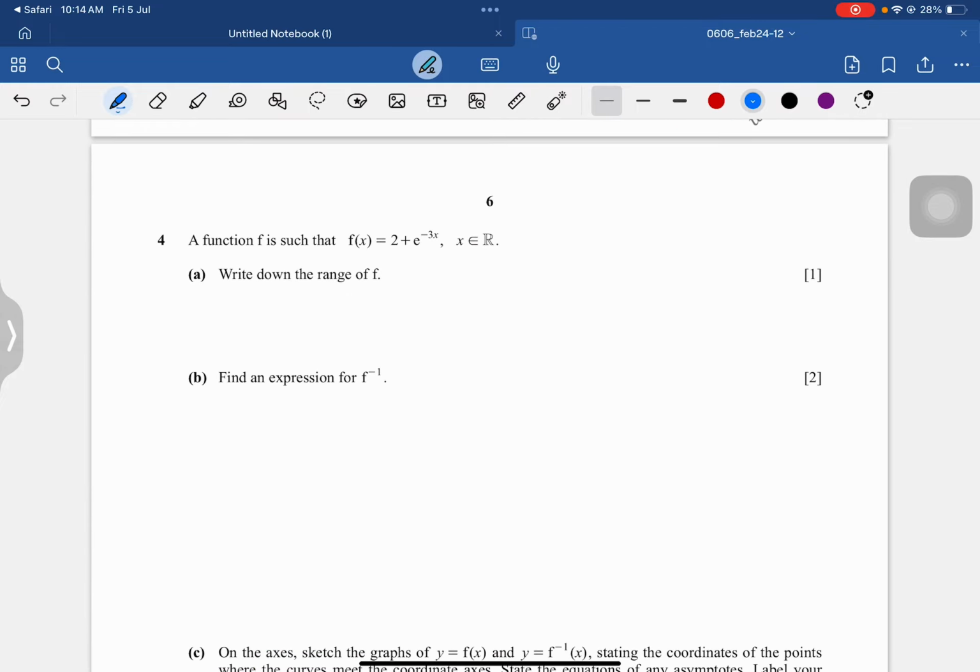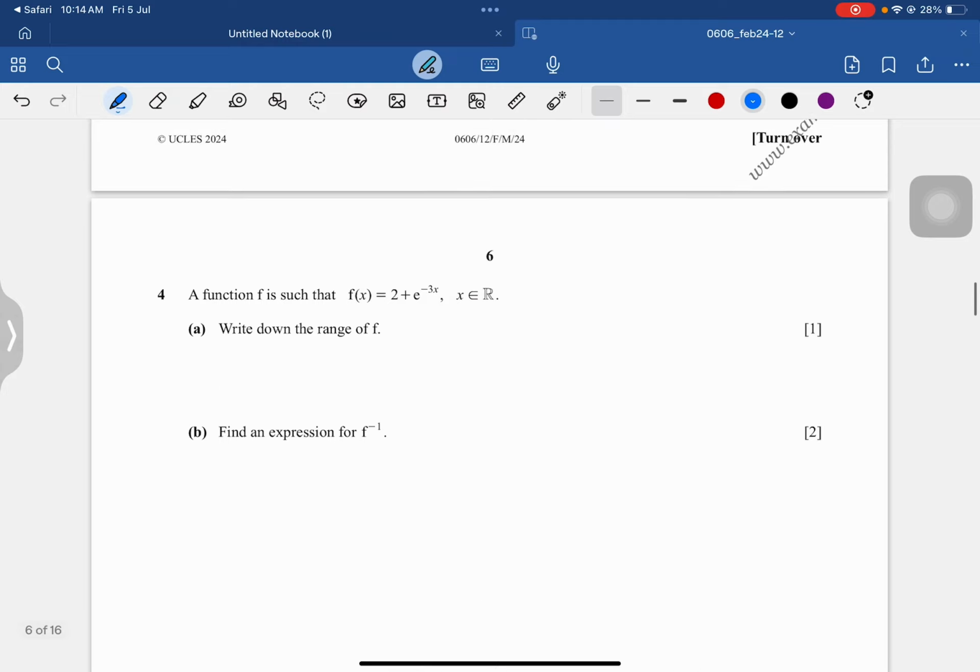Okay, number 4. Write down the range of f. This one you have to be familiar with your drawing. Okay, first, we draw a small picture here. e to the minus x is the same as e to the minus 3x, that's no different. It should look like this, cutting through 1 here.